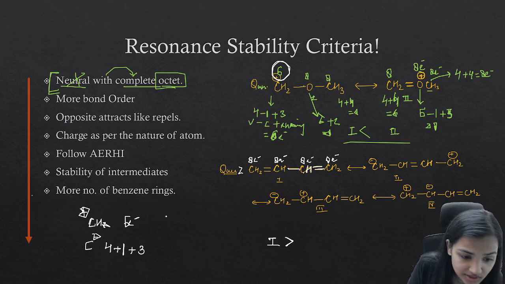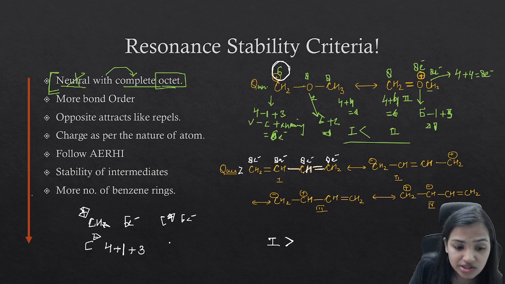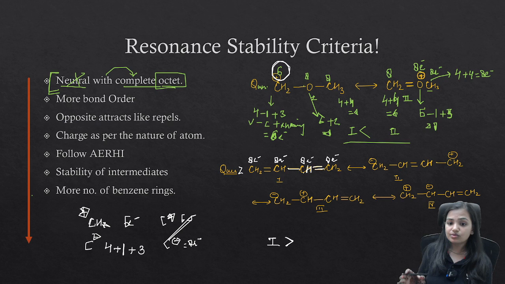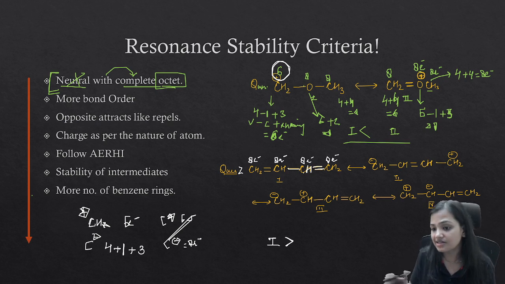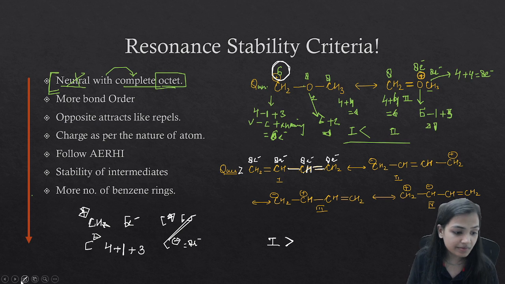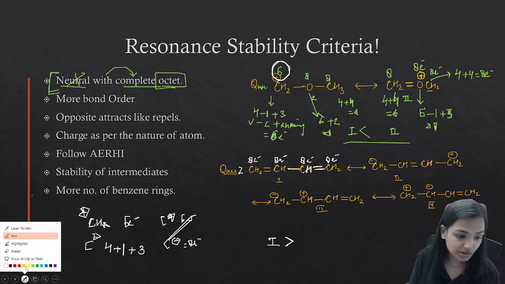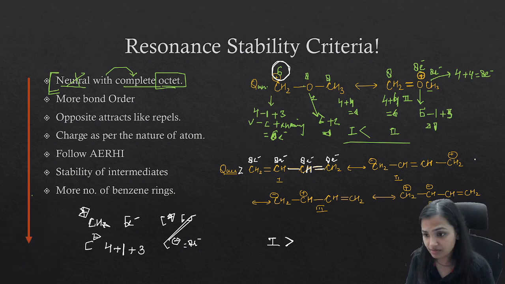So I want to say this, guys, that carbocations are the 6 electron species and the carbanions are the 8 electron species. If you don't know this, I will also be discussing the same part in another session, when I will be taking reaction intermediates or the stability of the carbocations and carbanions.